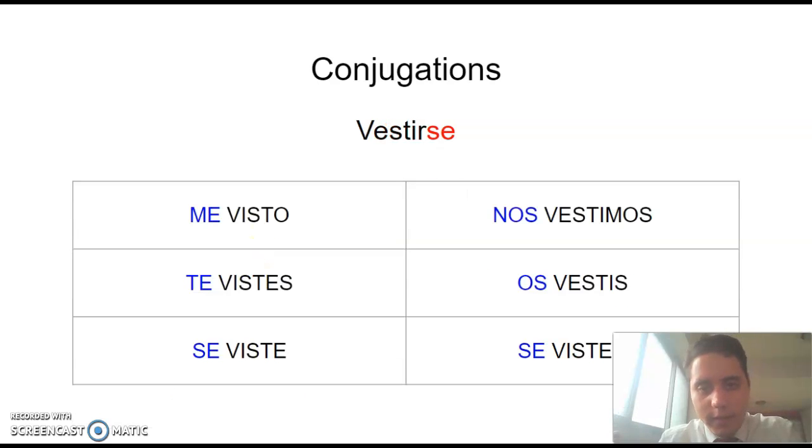Now, here is another example. Vestirse, to get dressed. So vestirse doesn't have a stem change. So you could easily say, yo me visto, tú te vistes, él, ella se viste, nosotros nos vestimos, vosotros os vestís. Ustedes se visten y ellos y ellas se visten.